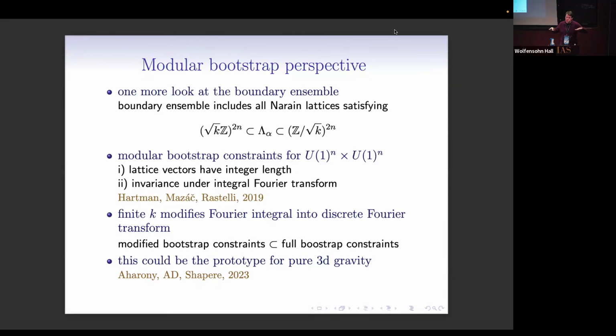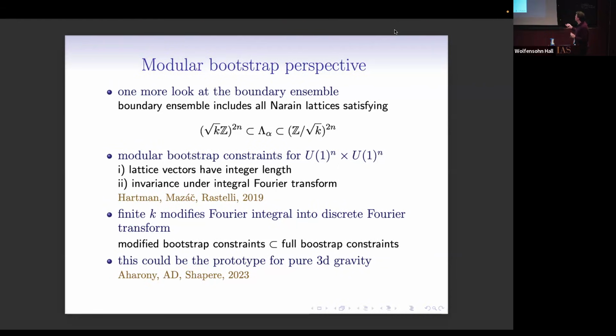I started with an ensemble over all Narain theories, but I somehow introduced a regularity K, a level, and instead of the continuous moduli space, I started choosing a discrete set of points. How to understand that from the boundary point of view? That's actually easy to understand. The ensemble of all Narain theories is a continuous ensemble of all Narain lattices. The Narain lattices are even self-dual lattices, and there is a continuous moduli space of those.